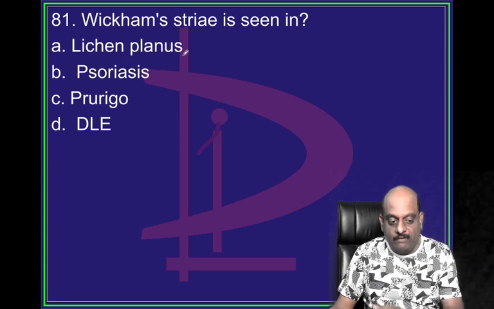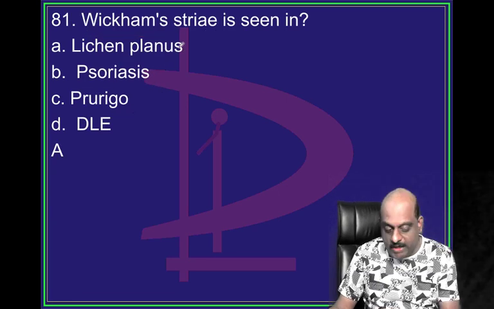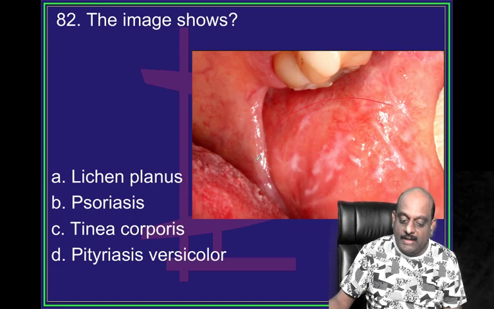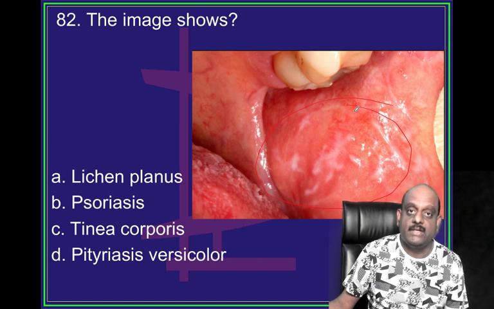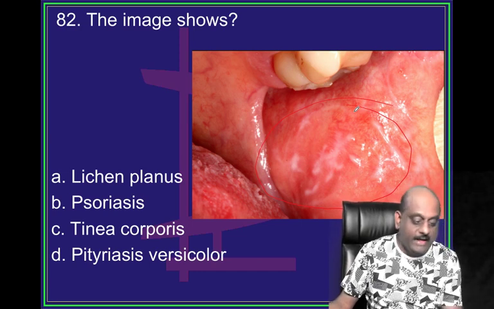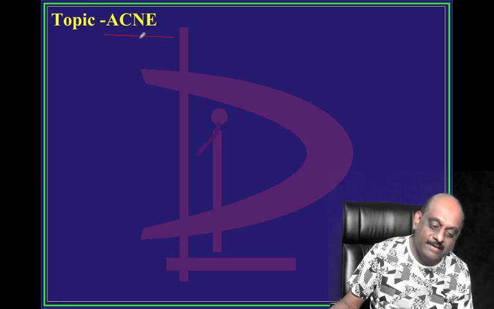Now, pterygium of the nail, where do we see, doc? In lichen planus. Wickham striae, lichen planus. And this image was given in one of the FMGE exams. What is this? Where do we see? We see it in the case of lichen planus. That is all lichen planus.